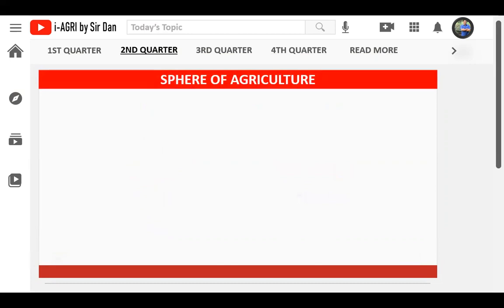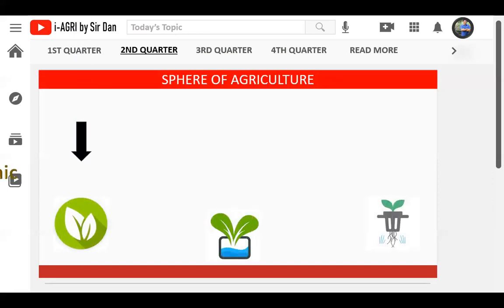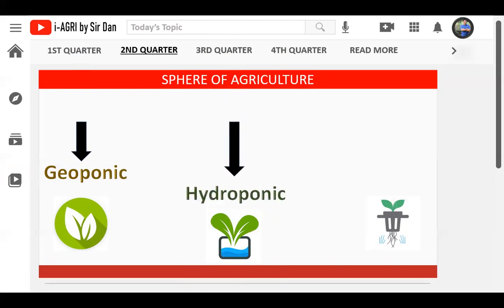We also have sphere of agriculture. We have three spheres. The first one is geoponic. Geoponic is the cultivation in earth or to grow plants in a normal soil. Next, we have hydroponic, the cultivation in water, or it involves growing plants without soil by using mineral nutrient solution in an aqueous solvent. Next, we have aeroponic, a cultivation in air or the process of growing plants in an air or mist environment without the use of soil or an aggregate medium.